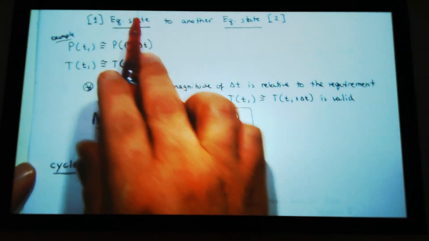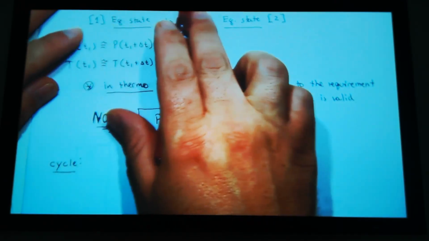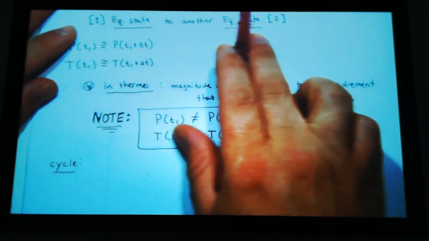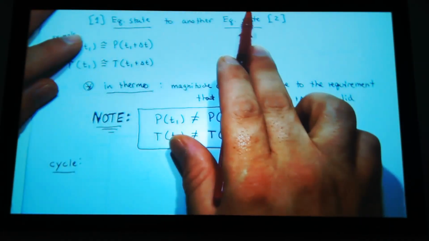A quasi-equilibrium or quasi-static process is a process where the properties of the system change at a very slow rate or in very small increments.